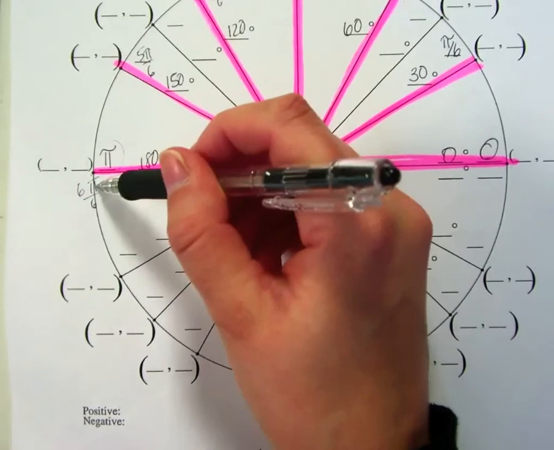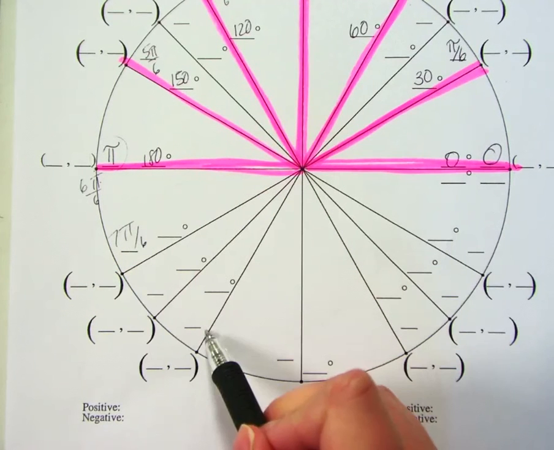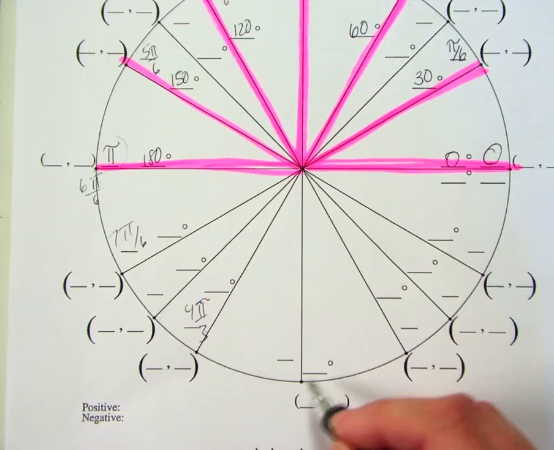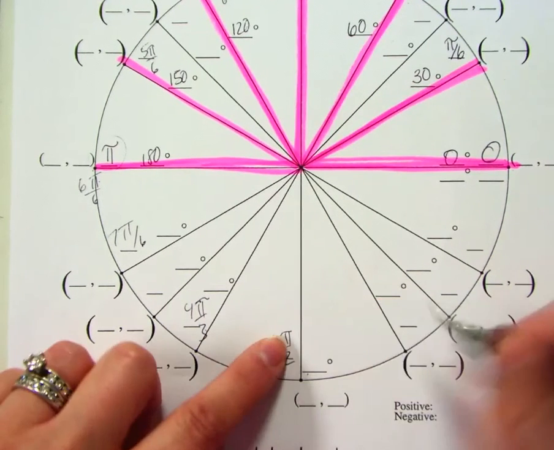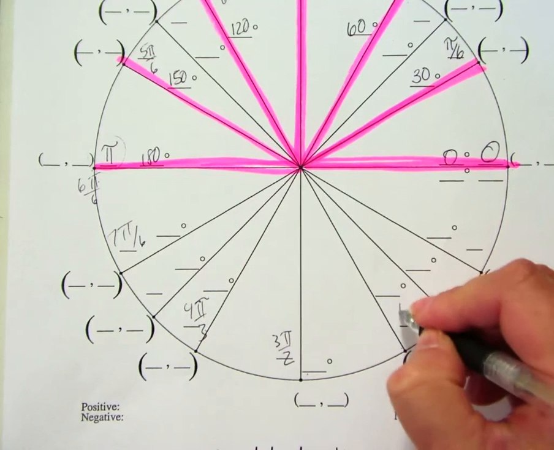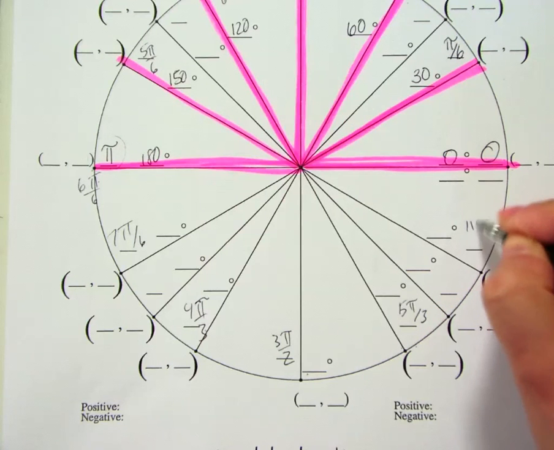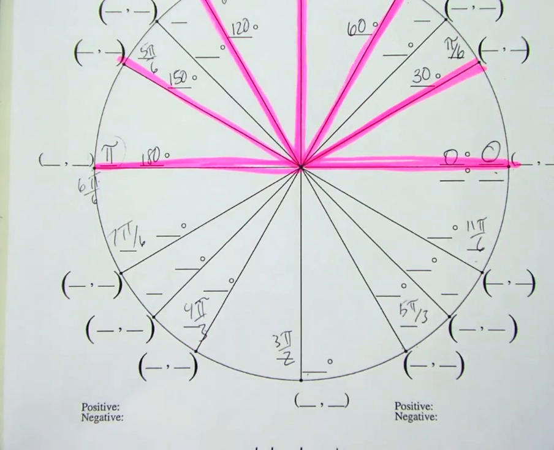So 6 pi over 6 plus another one is 7 pi over 6. Another one, 8 pi over 6, which is really what? 4 pi over 3. Gonna add another one, 9 pi over 6, which is 3 pi over 2. This is 10 pi over 6, which is 5 pi over 3. And then I'm all the way over to 11 pi over 6. When I add one more, 12 pi over 6 is 2 pi.